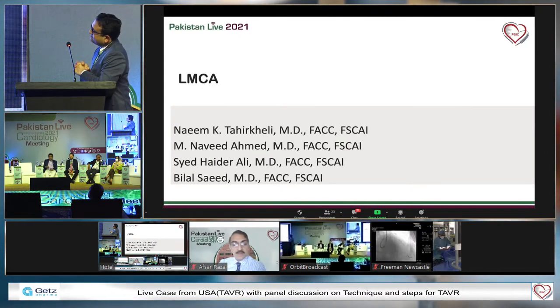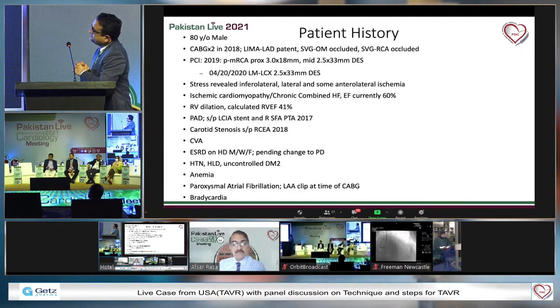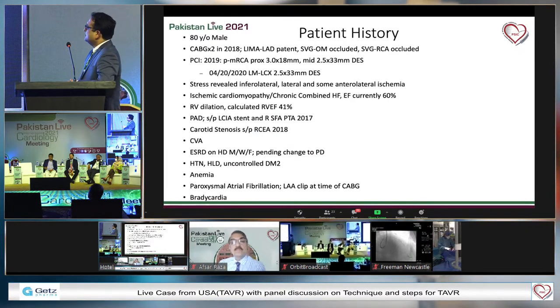Naveed has been with us for almost 20 years. This is an 80-year-old gentleman who had a CABG in 2018. The vein grafts to the OM and RCA are now occluded. They had stents and stuff. The LIMA is the only patent one.